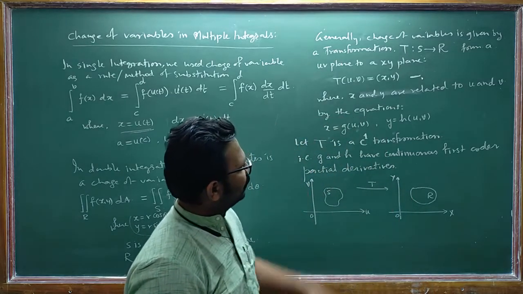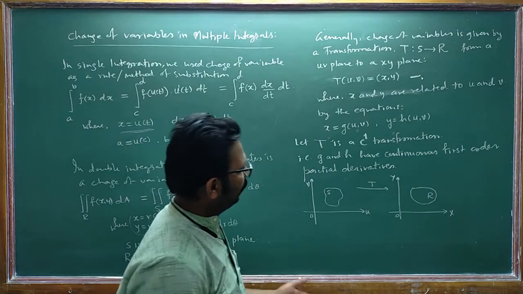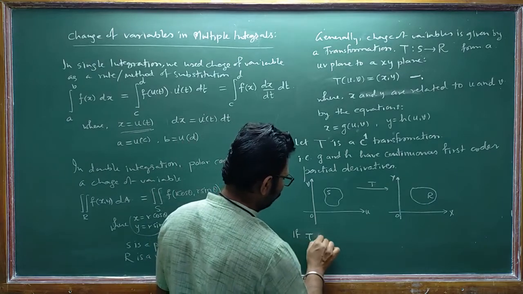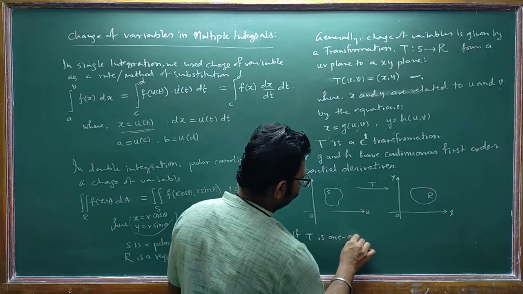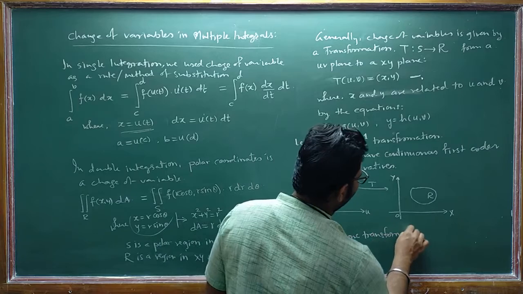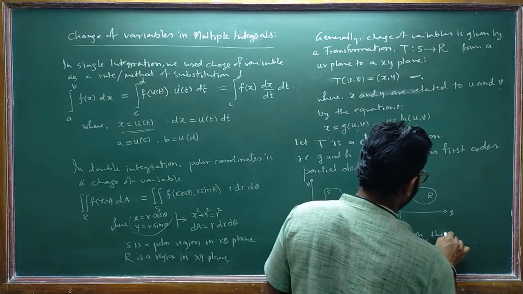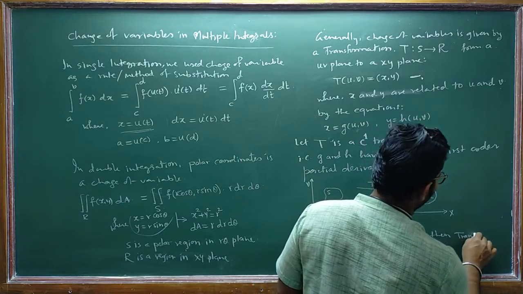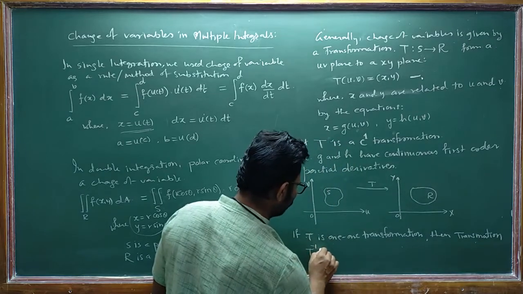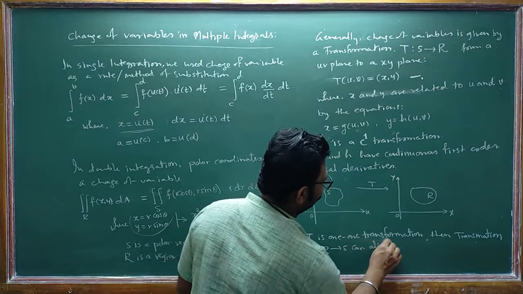And as T is a function, it is not guaranteed that it is always a one-to-one function. But if T is one-to-one, in this case we can define an inverse function also. Then the transformation T inverse from R to S can also be defined.